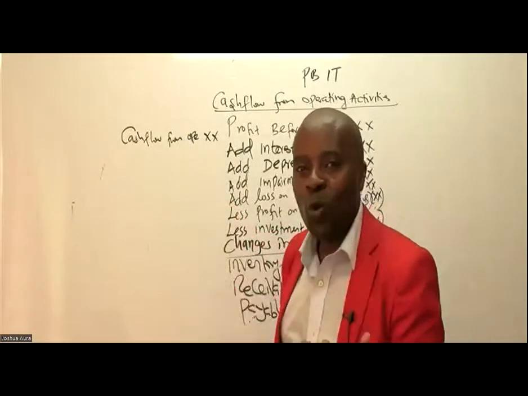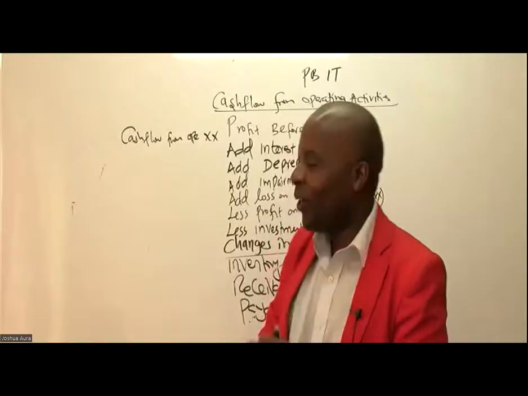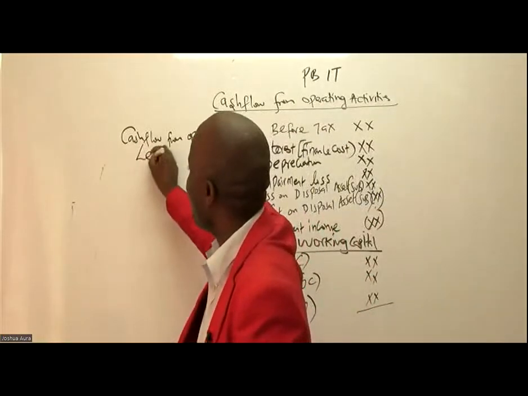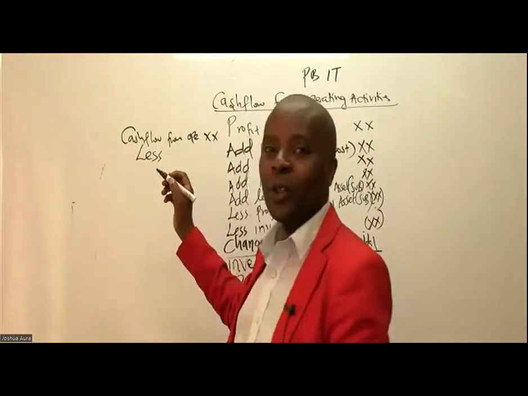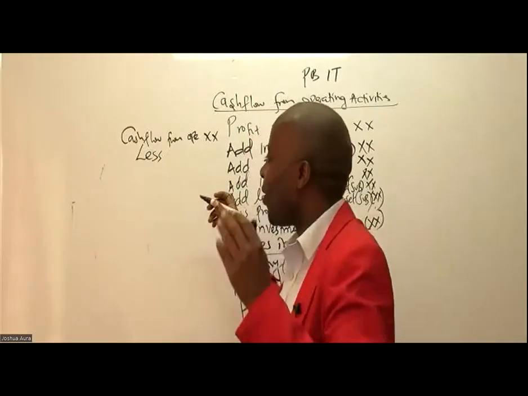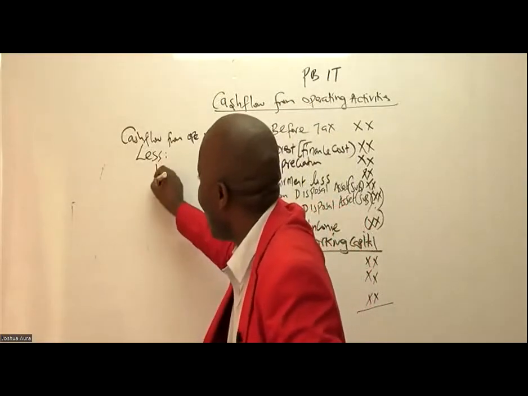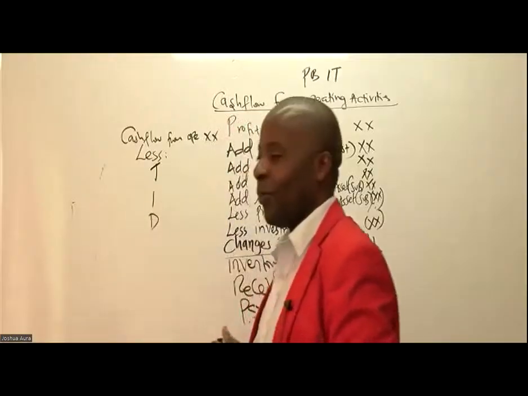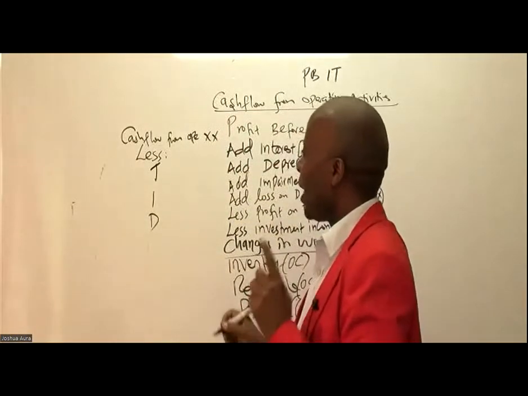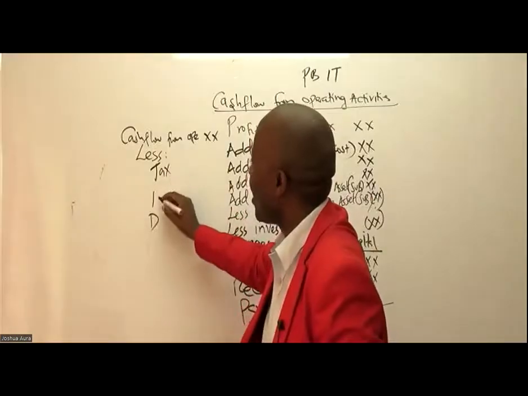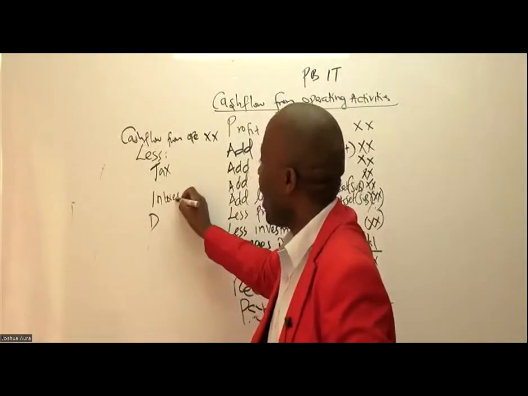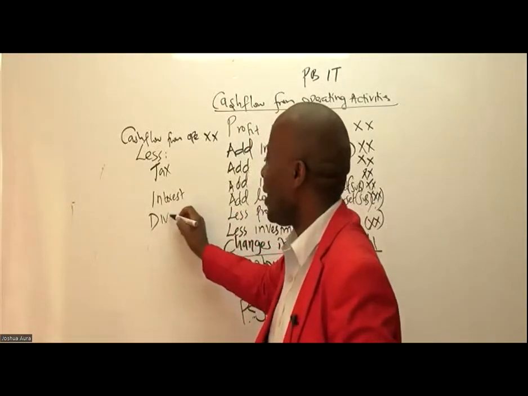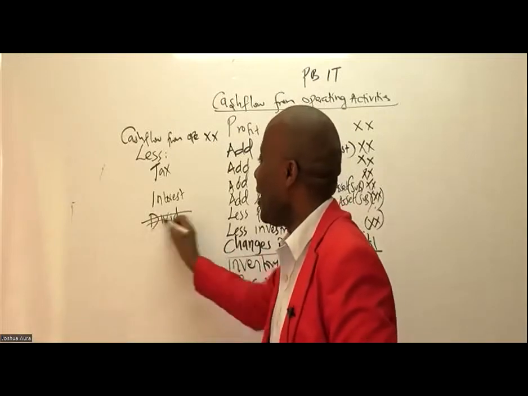Under the old school, if you remember, we used to say less. When I used to teach this financial reporting in the old days, over 15 years ago, we used to say less here, the famous TEID. Where T in this case is tax, I is interest, and then of course we have what we call dividends here. But now this D has been removed.